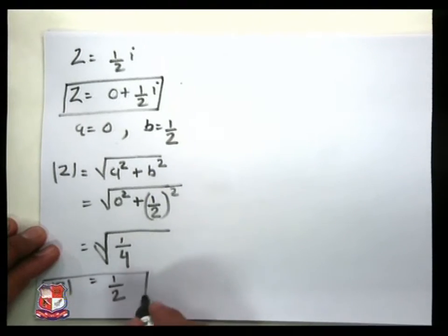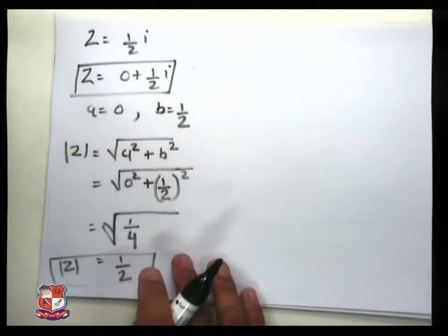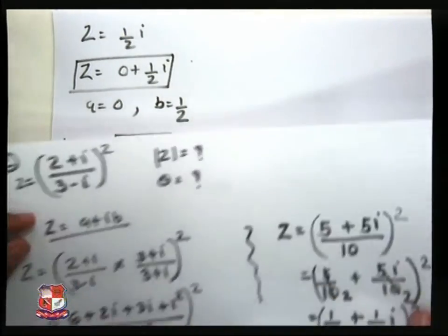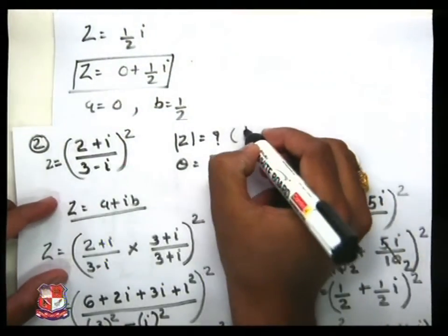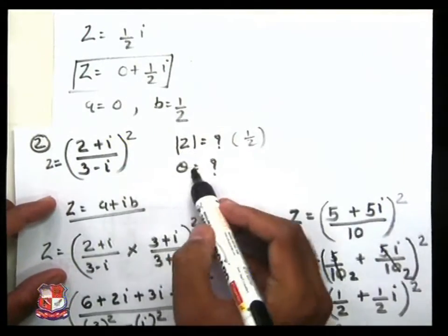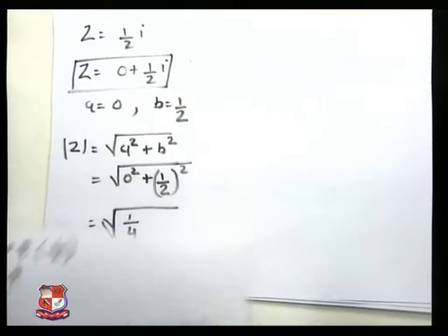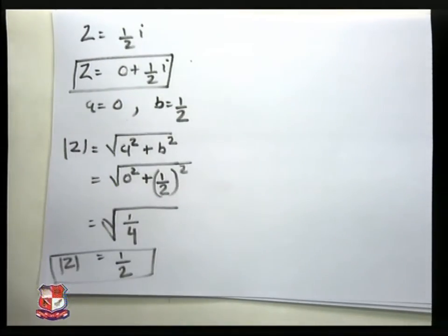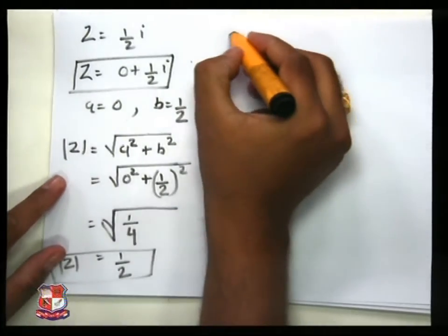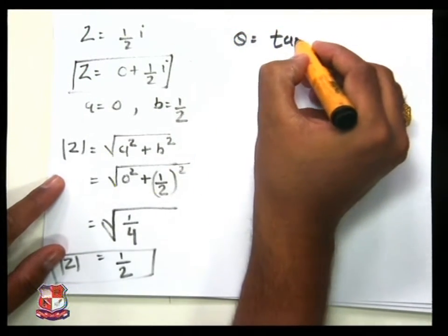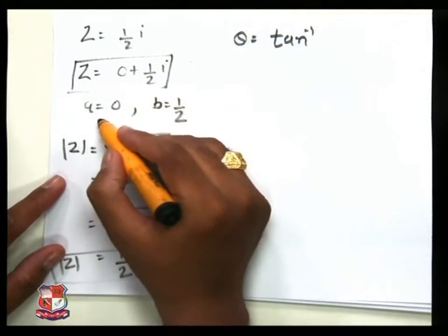That is nothing but mod of z, that is 1 upon 2. So our first value is 1 upon 2. Now we want to find out the second value, that is theta. So the equation of theta is theta equal to tan inverse b by a.